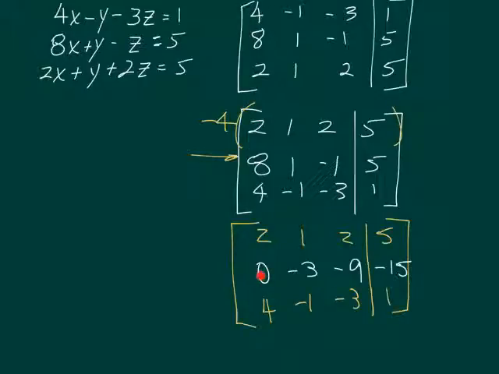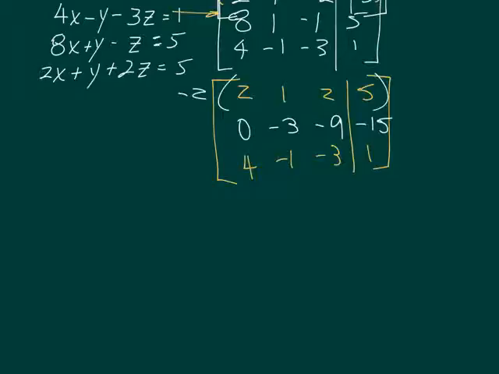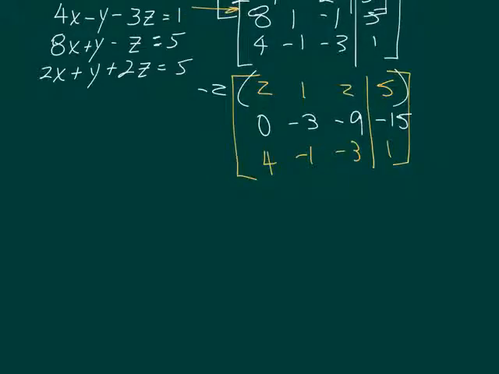Okay, so what am I going to do now? I'm going to look at row 1 and multiply that by a negative 2 in order to get rid of this 4, in order to make that 4 a 0. So let me move everything up here so we can do that. Okay, so here we go. Negative 2 times 2 is negative 4.